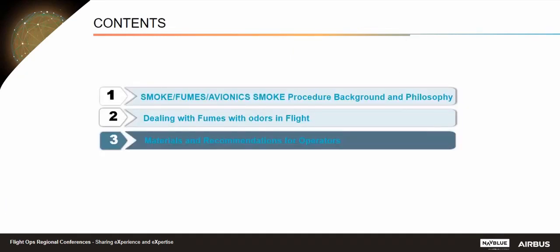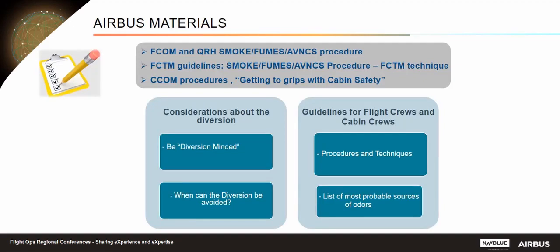So based on that, let's review what the materials and our main recommendations are. You will find all the operational recommendations and techniques in the FCOM, QRH, FCTM, CCOM, and Getting to Grips with Cabin Safety brochure. Especially in the FCTM, you will now find the list of most probable sources of odors.